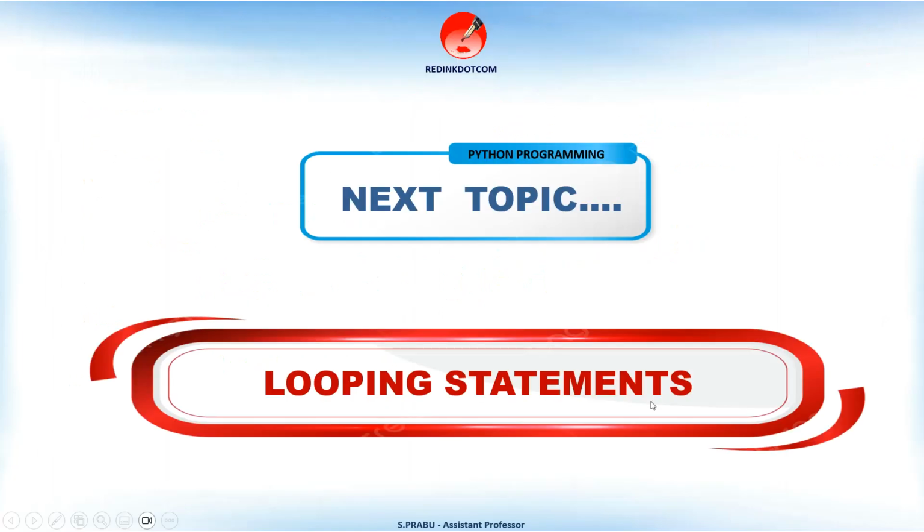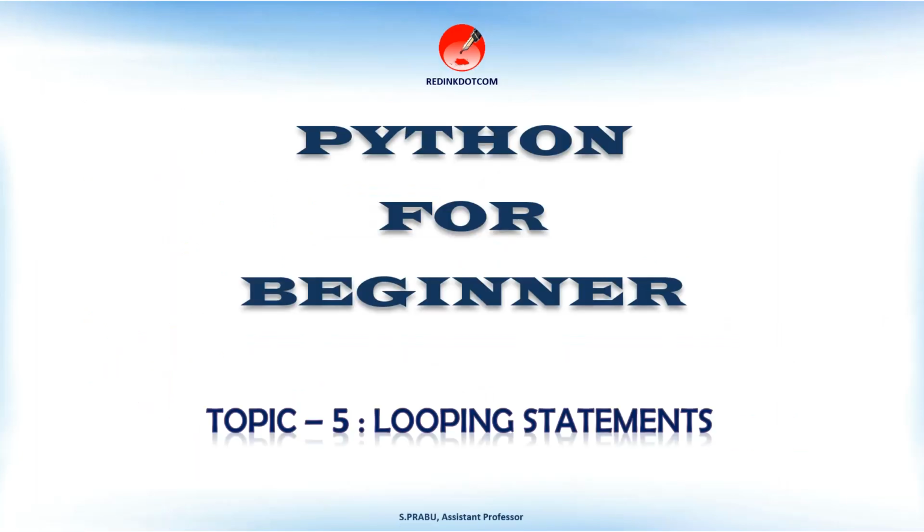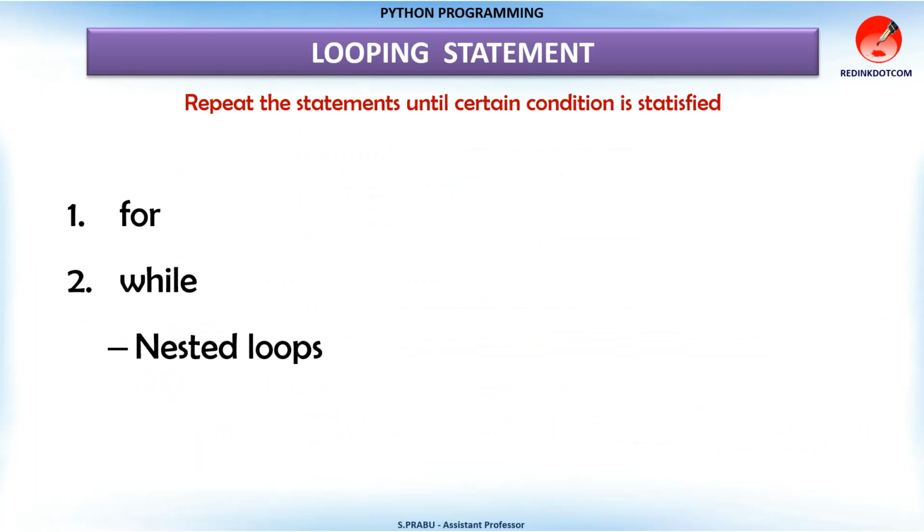Next one is looping statements. In this looping statement part, we will see how the statements are repeated a number of times. By using looping statements, we are able to repeat a code or group of code a finite number of times. There are two types of loops in Python, for loop and while loop. And along with this, nested loops are there, that is nested for loop and nested while loops. In this Python programming, there is no do while loop.